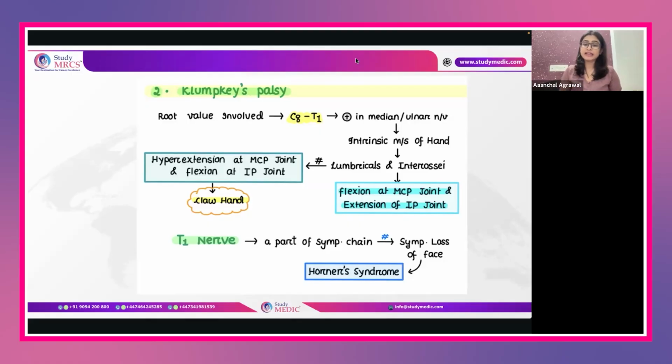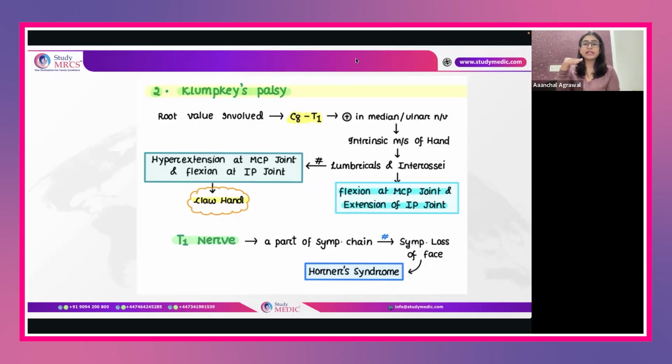They collectively supply the lumbricals and the interossei muscles of your hand. Okay, so if the lumbricals are gone, what are the functions of the lumbricals? They do flexion at the metacarpophalangeal joint and extension at the interphalangeal joint. So if the nerve is lost, this function will be lost.